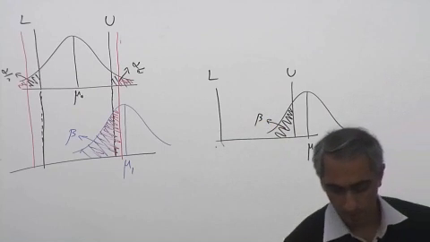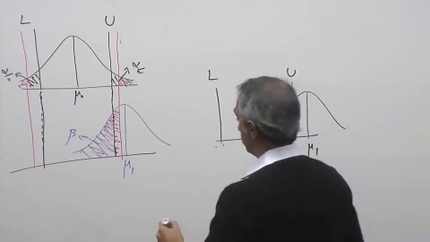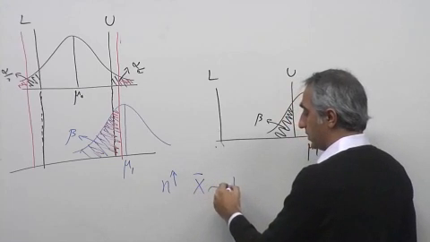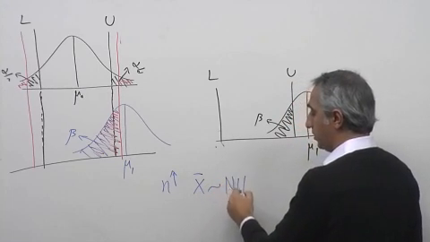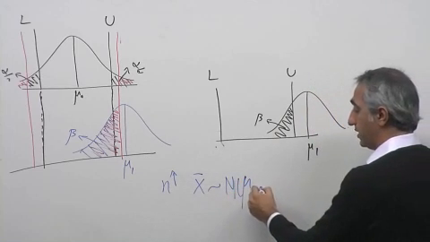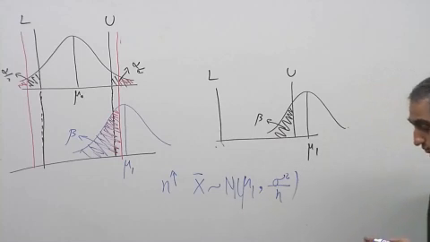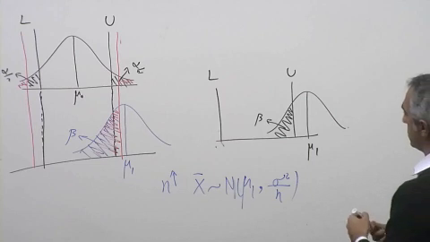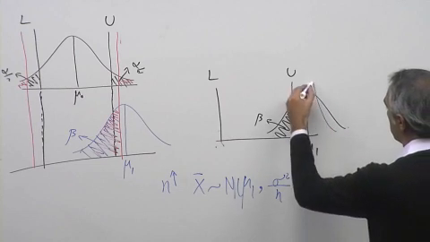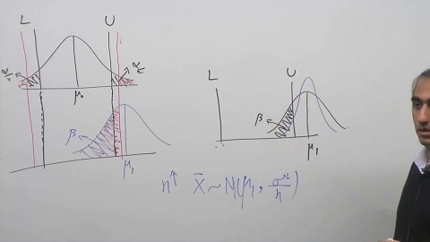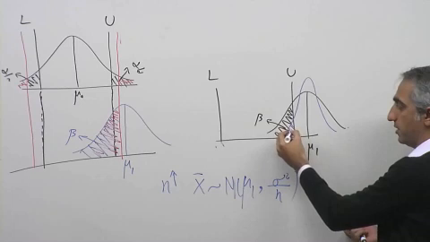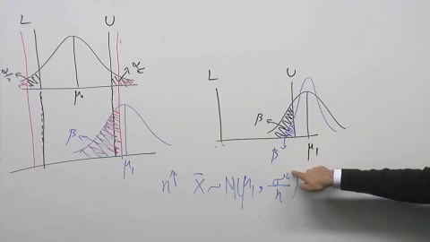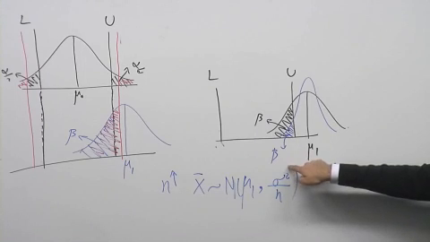So what happens when you increase n? Do you remember the distribution of x bar is normal, in this case with mean mu1, and the variance is sigma squared divided by n. So when you increase n, what happens? Variance decreases. Variance decreases means you have this distribution with the same mu1. So where is beta? It's here. You can see beta decreases. That's the reason. Is it clear?